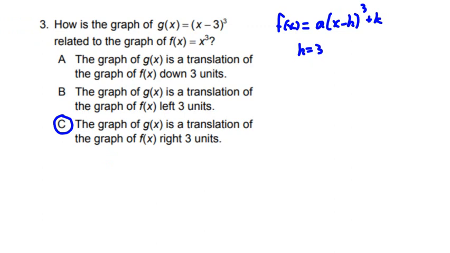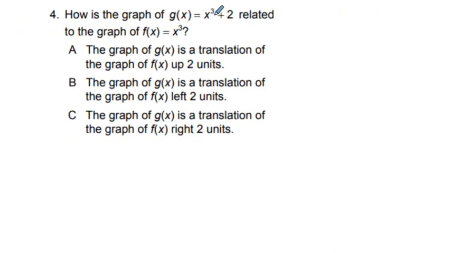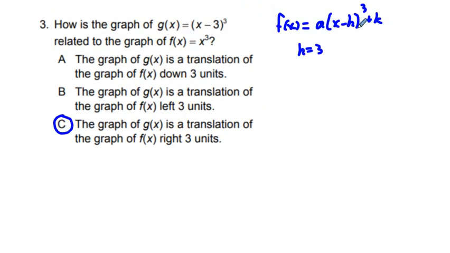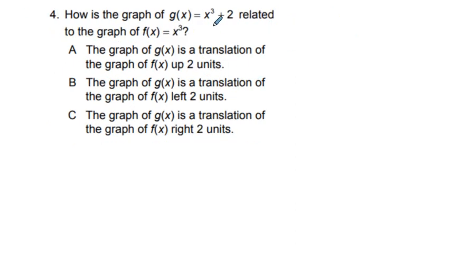Okay, next. How is the graph of g of x equals x cubed plus 2 related to the graph of f of x equals x cubed? Well, the plus 2 is going to be in that k position. In the quadratic function we call it the vertex form, but here it's going to tell us the location of the inflection point. So it's the value of k on the outside, so we are translating up 2 units. So A is our correct answer for number 4.